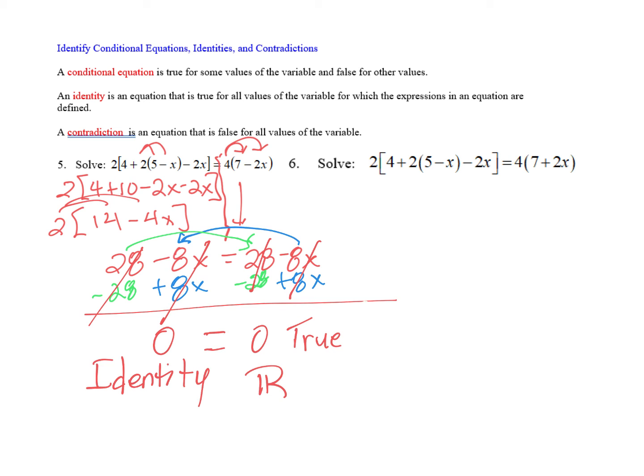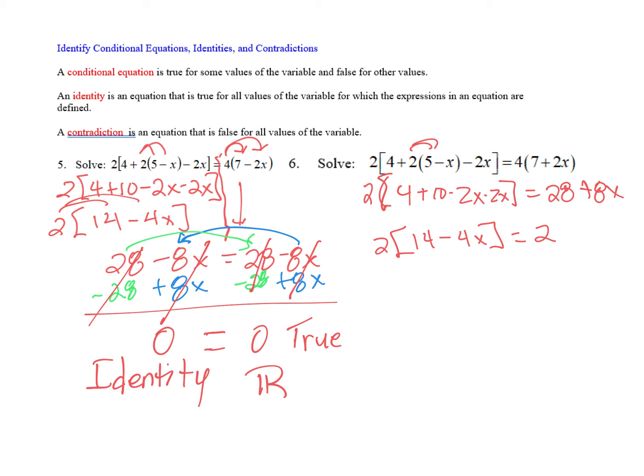Okay. Now, let's look at this next one. Same setup, same starting out. Okay. I simplify the inside. So that gives me 2, 4 plus 10 minus 2x minus 2x. If you notice, it's actually almost exactly the same problem. Go ahead and distribute that. So when I combine like terms, I get 14 minus 4x, just like I did in the previous problem.